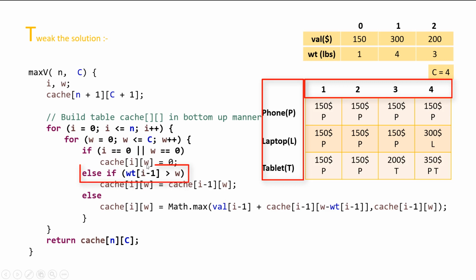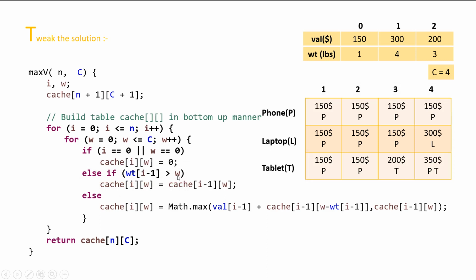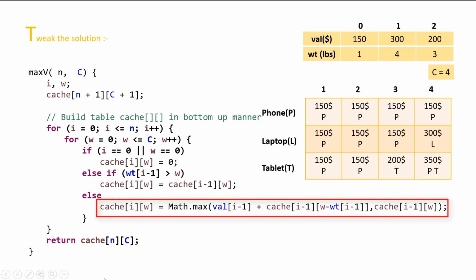If weight is greater than the knapsack capacity, then we are going to ignore that weight and use the solution which we have calculated above before that. That's why we are using the cache from i-1, w. Else we are going to use the same formula to calculate the value. And finally, we will return the value from this cache table.